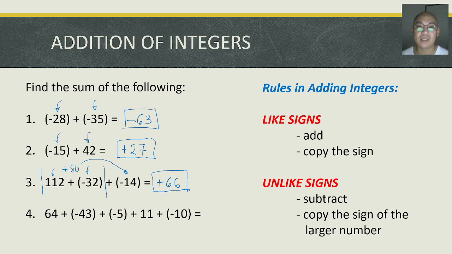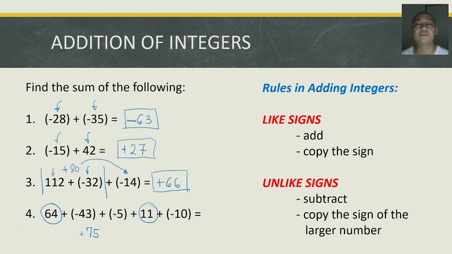With this kind of example, the technique that I'm going to share with you is that we have to combine first the integers having the same sign, so that we have 2 different signs as our addends. So what are the integers having the same signs? We have 64 and 11. They are both positive, so let's add them first. 64 plus 11, we have 75, a positive 75.